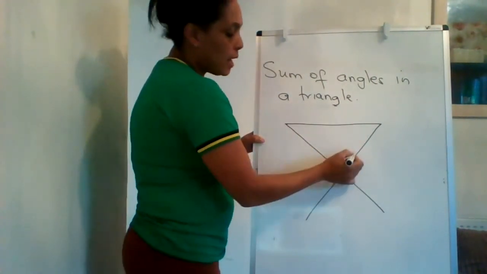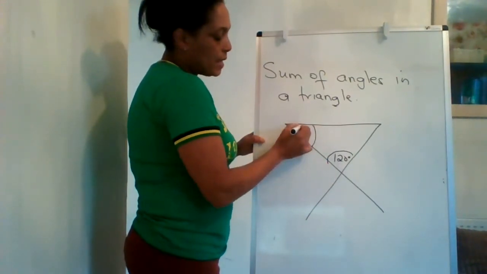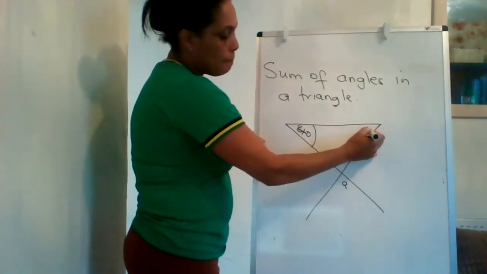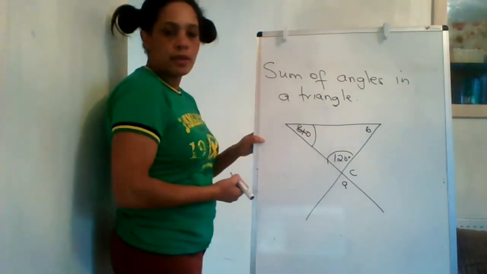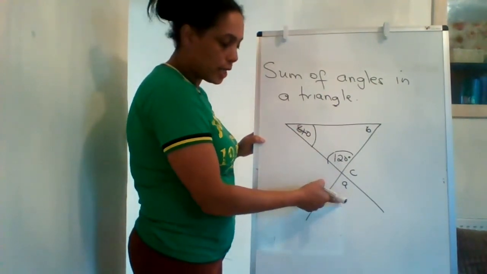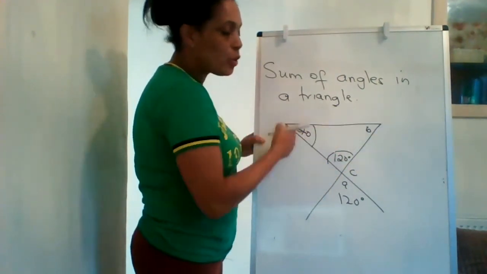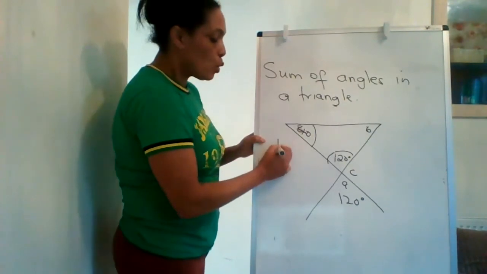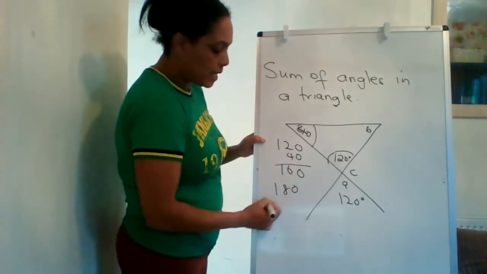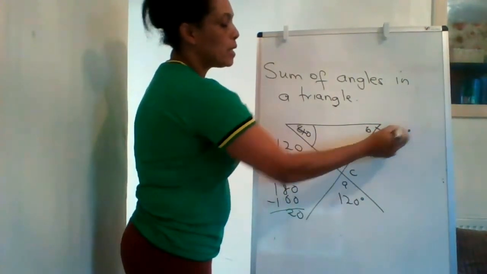If I was given that, and I know that that is 120 degrees, if I'm given that that is 40 degrees, and I'm asked to find A, B, C, I could look at it that one, that's a vertically opposite angle, so no calculation is needed. So that's 120 degrees. To find B, that's angles in a triangle, adds up to 180 degrees. So 120 plus 40 is 160. 180 take away 160 is going to be left with 20. So B would be equal to 20 degrees.